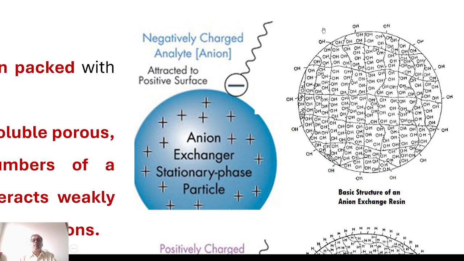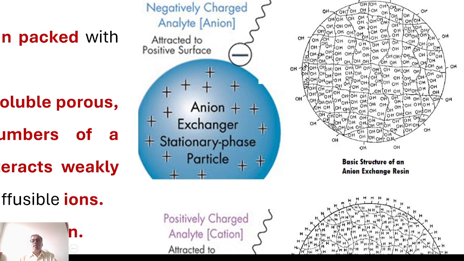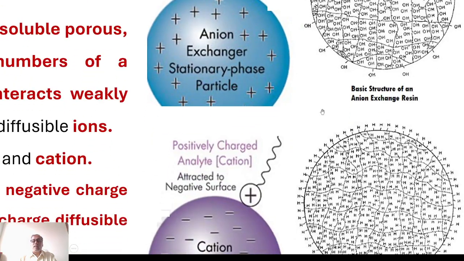Now here you can see this is the functional group. The OH is the diffusible ion, highly distributed. Here you can see.